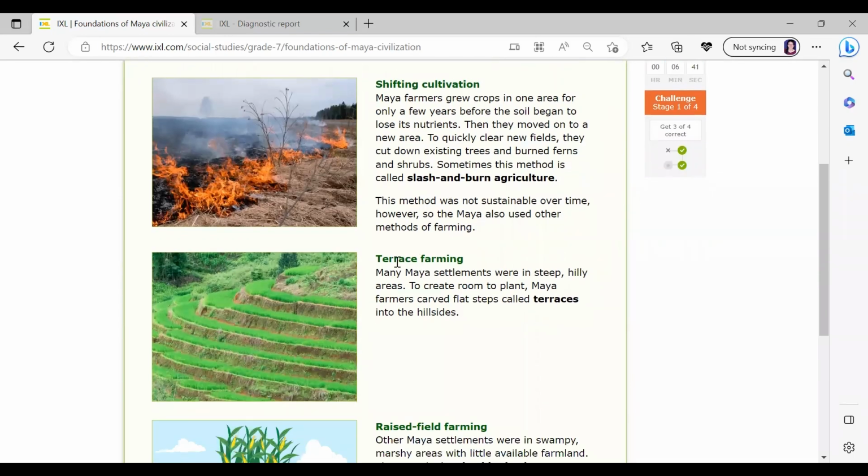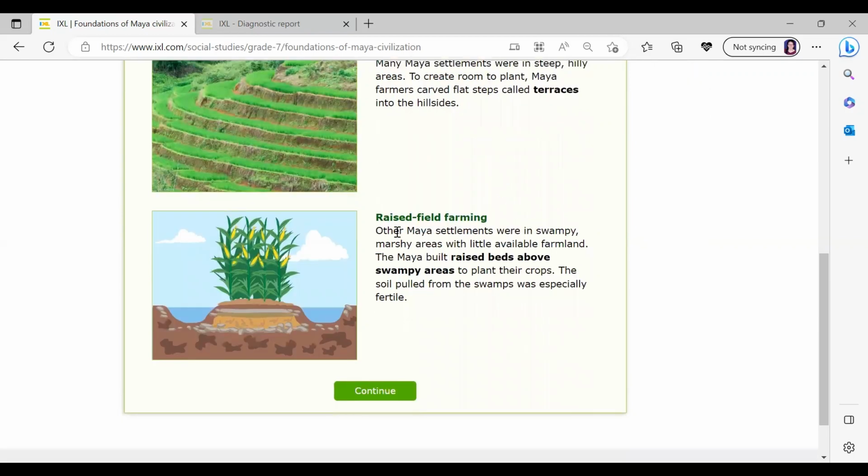This one's called terrace farming. Many Maya settlements were in steep, hilly areas, so they needed to create room to plant. Maya farmers carved flat steps called terraces into the hillsides. Raised field farming: other Maya settlements were in swampy, marshy areas with little available farmland. The Maya built raised beds above the swampy areas to plant their crops. The soil pulled from the swamps was especially fertile.